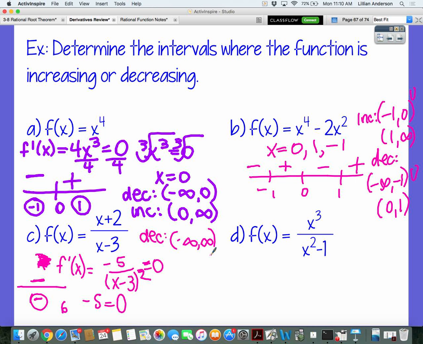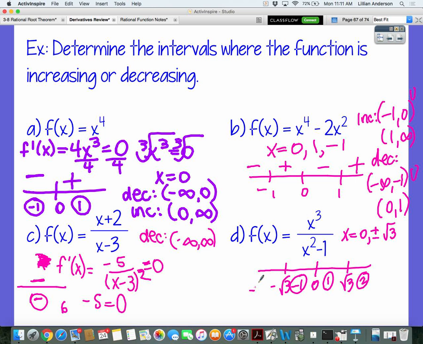Negative. And what about for D? Did you actually have enough values for x for D? Yeah. I had 0 and positive and negative. Did you guys have those values? Okay. Now the square root of 3. You can do this without your calculator. And the reason why is because the square root of 3 falls in between what numbers? 1 and 2. So your test points are 1 and 2, negative 1, and negative 2.